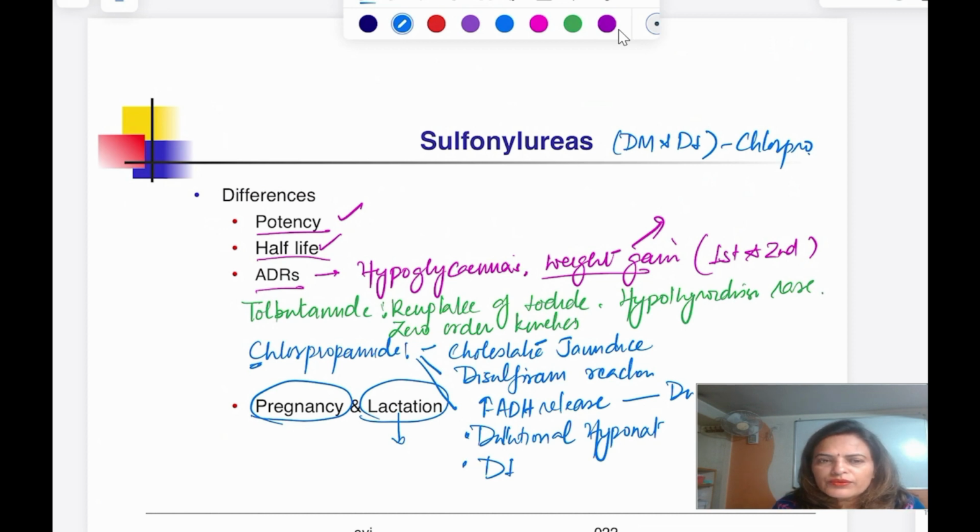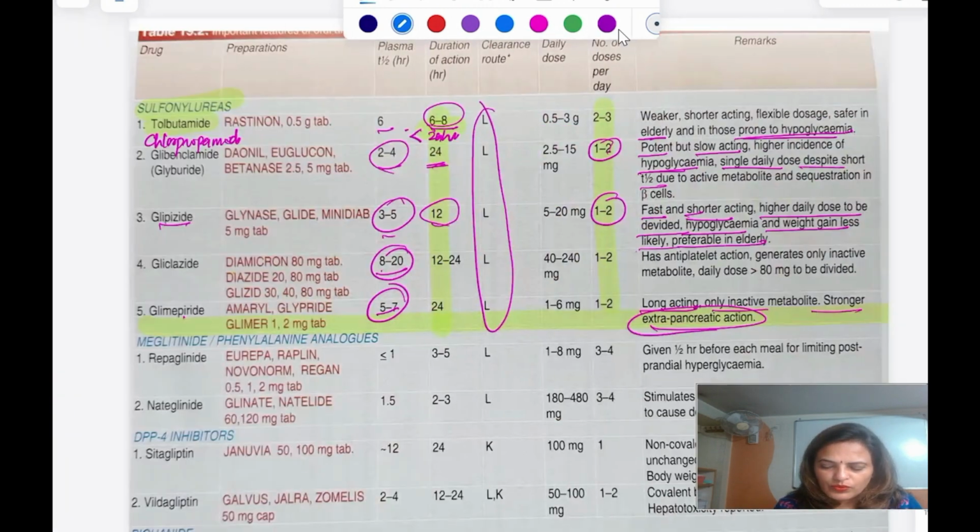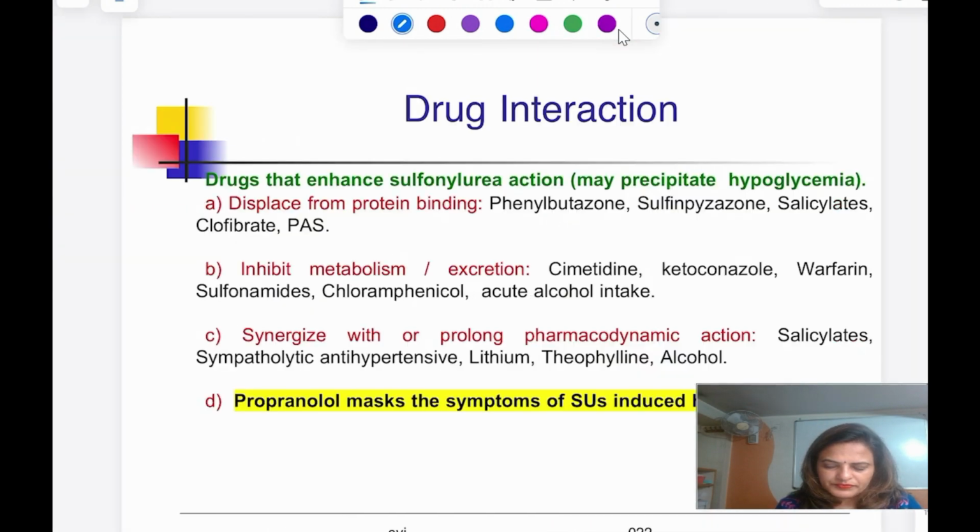So I have told you the common points. The mechanism of action is the same. All of them act by causing the release of insulin. For the release, we need 30% intact islet cells; the functional islet cells should be there. So the common side effects are hypoglycemia and weight gain. Then tolbutamide and chlorpropamide exert their own adverse effects.